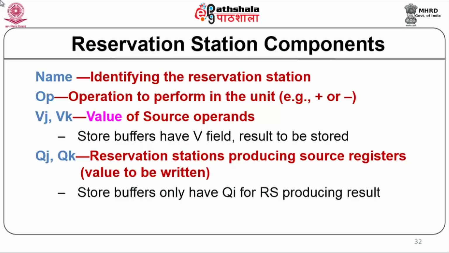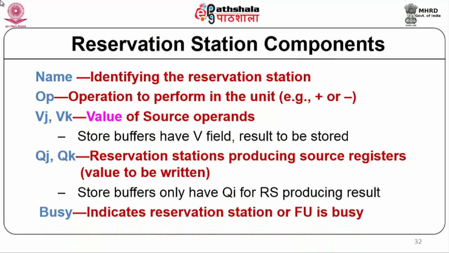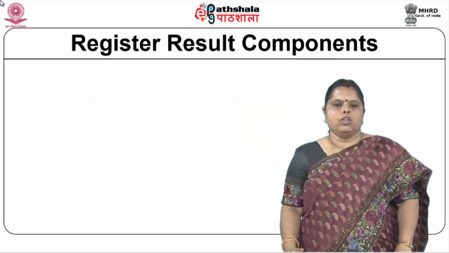Then the VJ, VK fields, which are the value fields. If the value of the data is already available, you just store it in the VJ, VK fields. If the values are not available, then the QJ, QK fields will tell you which reservation stations are going to produce the operands for you. So, it is either the VJ, VK fields that get filled up or QJ, QK fields that get filled up, but an instruction goes into execution only when the VJ, VK fields get filled up. And also a busy status indicating whether the reservation station is busy or not.